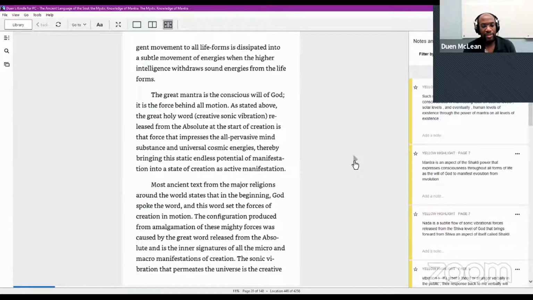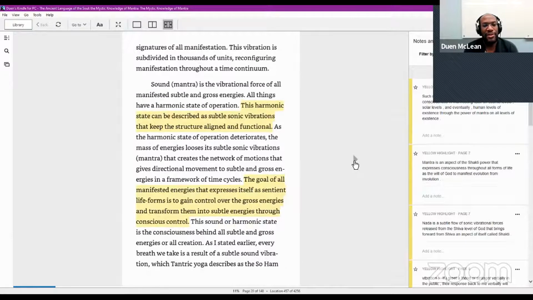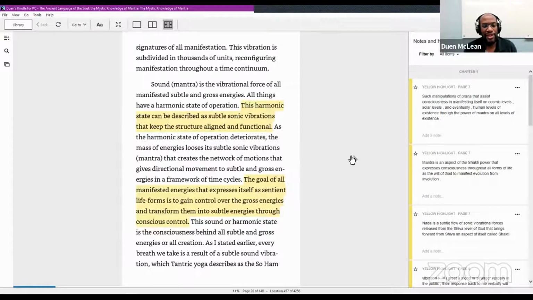The sonic vibration that permeates the universe is the creative signatures of all manifestation. This vibration is subdivided into thousands of units, reconfiguring manifestation throughout a time continuum.